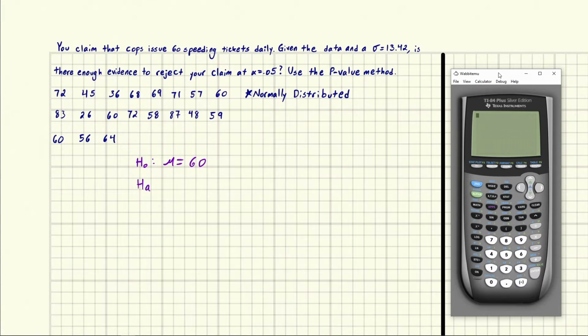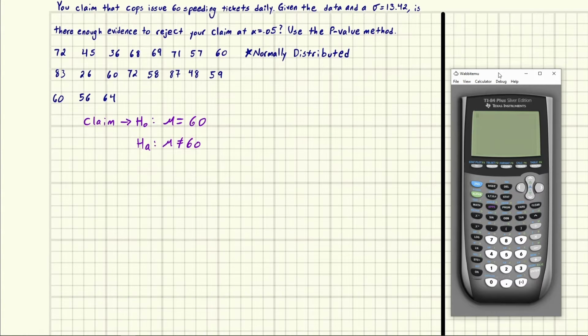The alternative is that we're wrong, right? That it's not 60. Not necessarily less or more, it's just not 60. So we say, oh no, the mean's not 60. We need to identify our claim. And in this case, we have it right at the beginning. You claim that the cops issue 60 speeding tickets. So this is the rare case, at least among the problems that we've been doing, that H0 is actually the claim. So this one's the claim this time, so that'll be fun at the end.